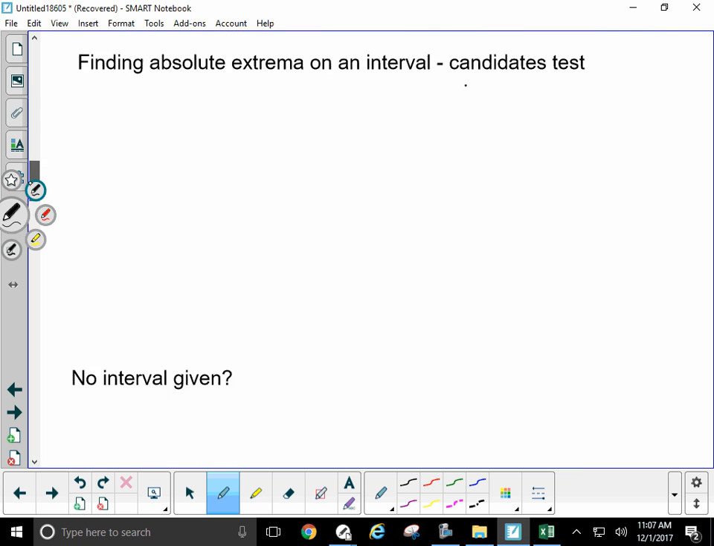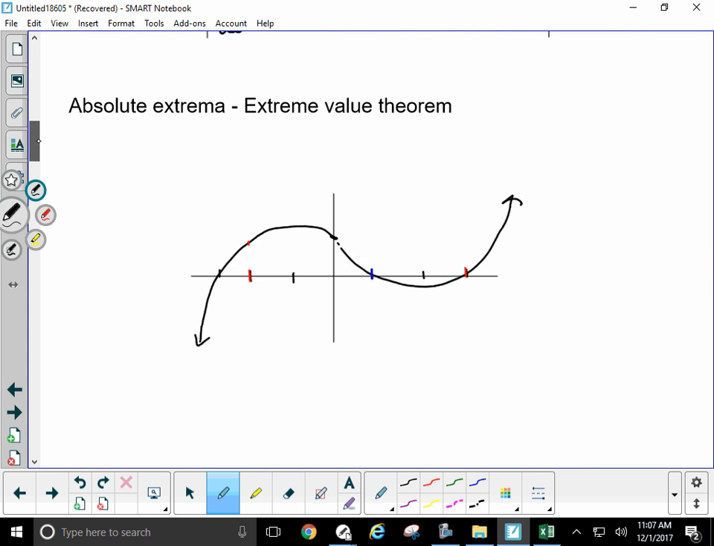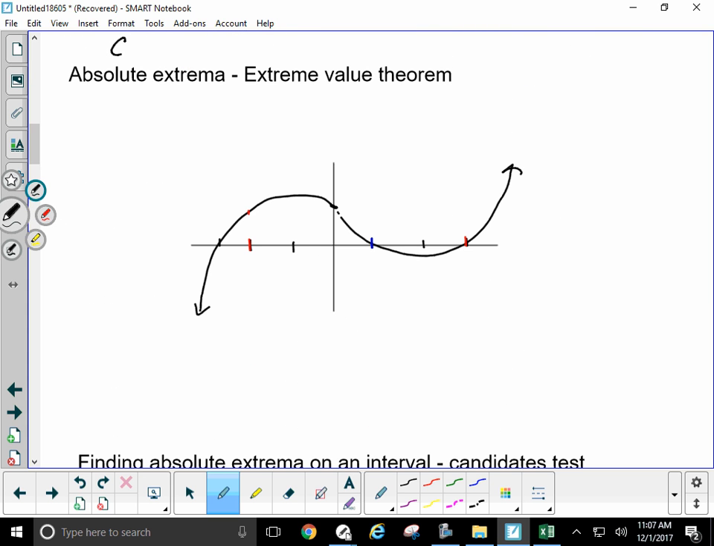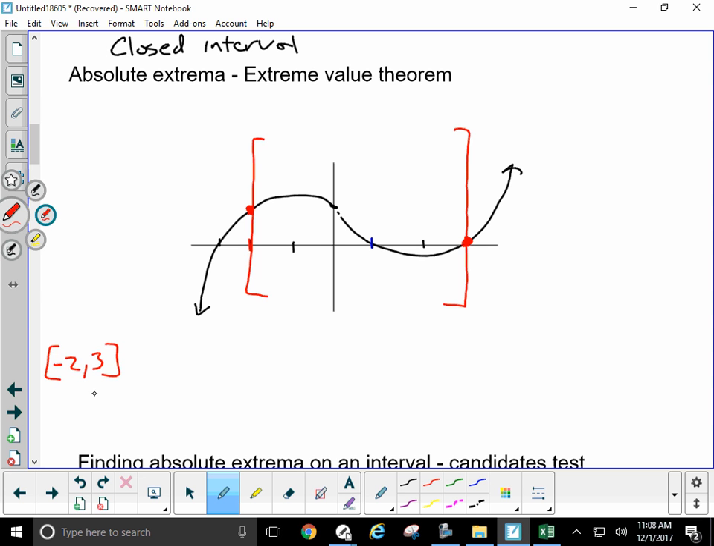So let's look at absolute extrema, and we'll talk about the extreme value theorem, and this is on a closed interval. Okay, so let's look at first the interval from, say, -2 to 3. So that would include this point here and this point here. And I would look in between and including those 2 points. Notice the brackets that I use for the closed interval, including -2 and 3.